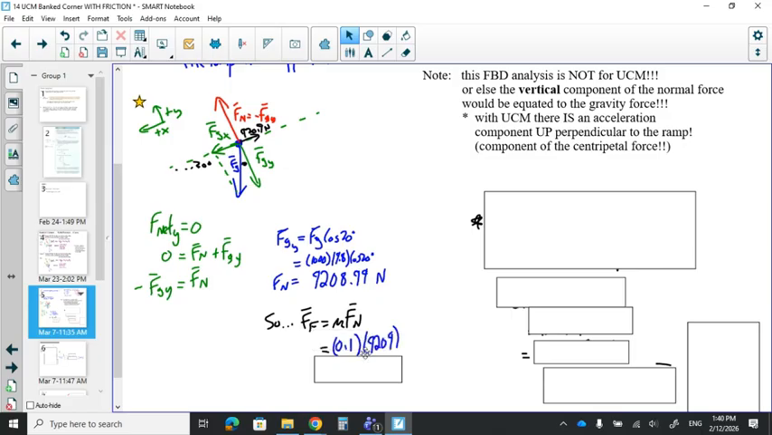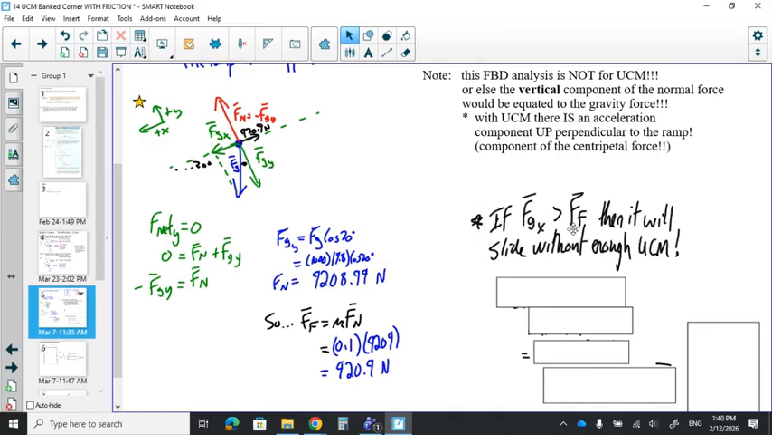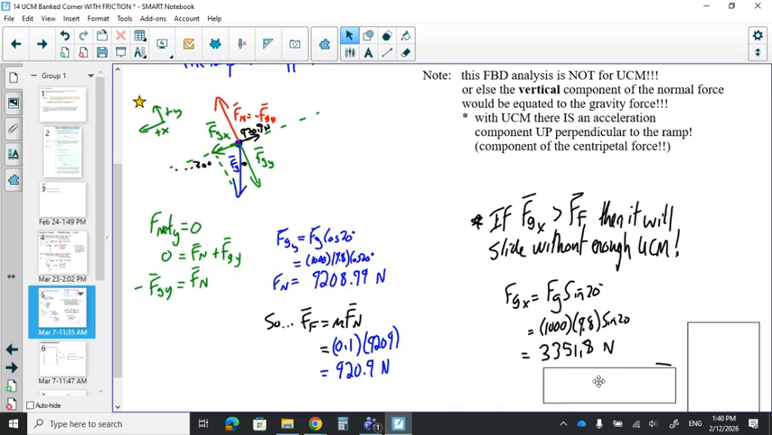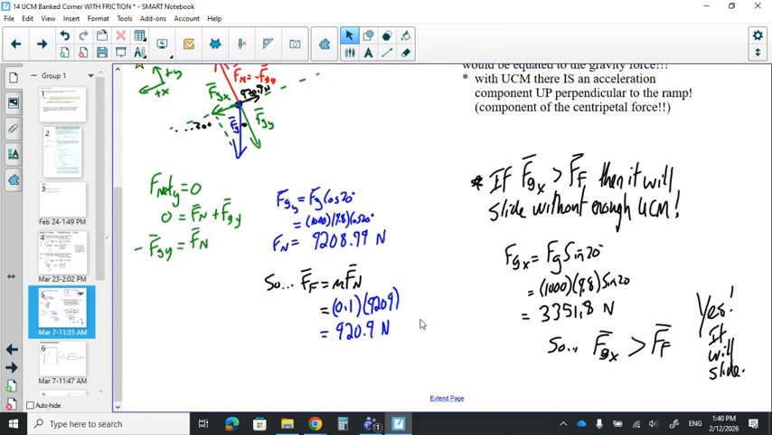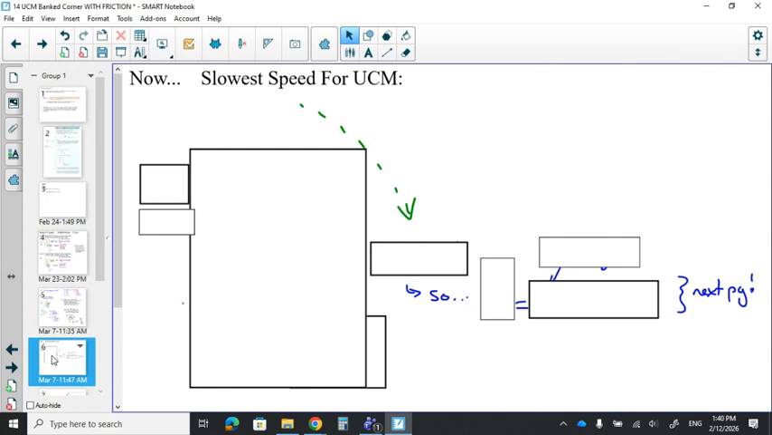And so then we can get our friction. Okay, friction equals mu times Fn. So there's our friction value as labeled on the graph. And we're looking at, of course, if gravity is greater than the friction force, then it would slide, right? So let's look at the x component of the gravity, those values times sine of 20. And so the gravity is like 3,351.8 newtons. So obviously, yeah, it's going to accelerate down the ramp. Okay, so there is going to be some slow enough speed that friction will help and make it be able to do uniform circular motion.